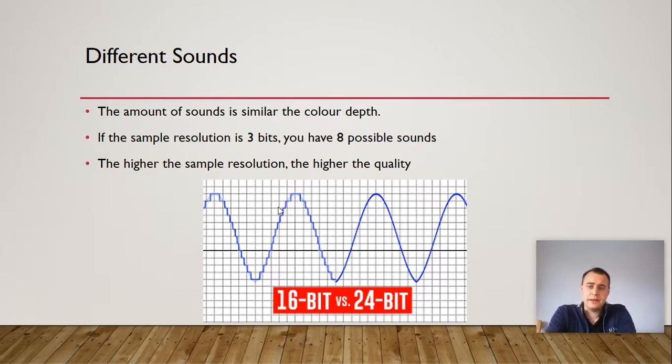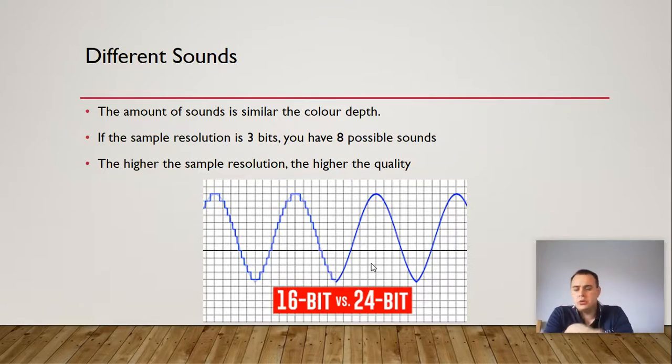If we look at this picture just here, on the 16-bit side it's not very good quality at all, because we can only make those sounds that reach that part of the sound wave. Whereas on the 24-bit sound, it looks nice and smooth because we're matching to all of those sounds. So the higher the sample resolution, the higher the quality of the audio file will be.